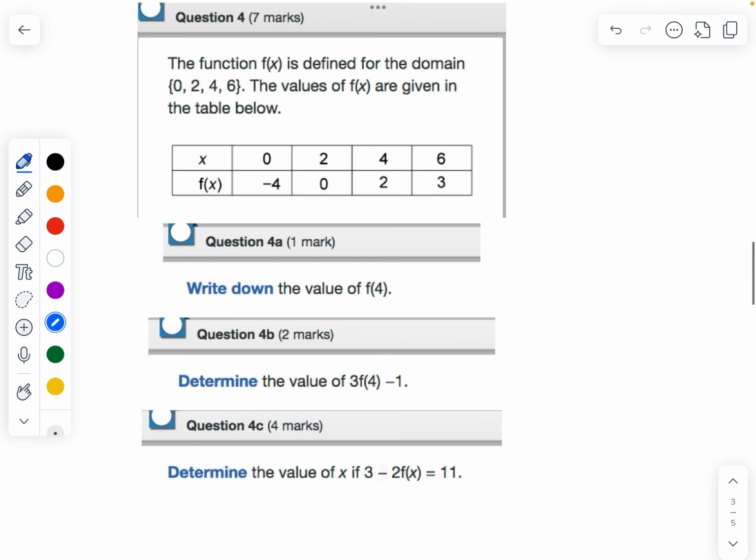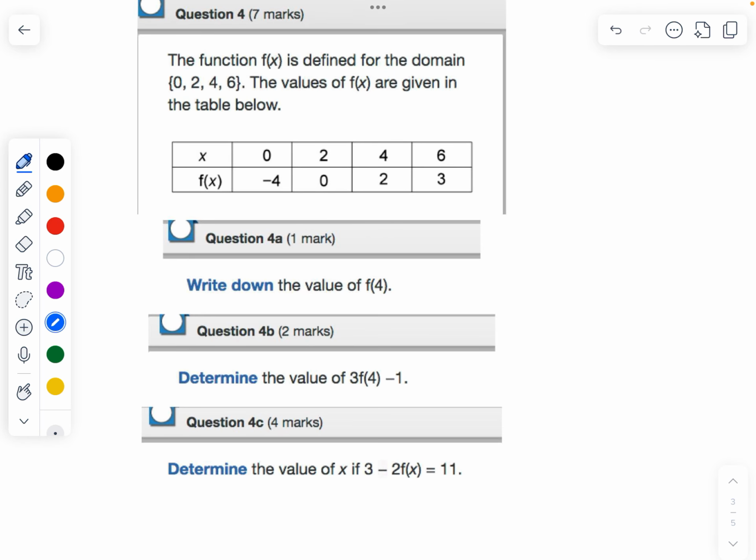Right, let's go to the next question. So this one we're just reading from this table for now, and it's just in function notation. It talks about the domain. So there's x values, and those are the answers to the function. It says, what is the function when x is 4? If you go to x is 4, you can see that it's 2. Then it's asking you to take your answer, times it by 3, and then minus 1. So 3 times 2, and then minus 1. So 6 minus 1 is going to give us 5.